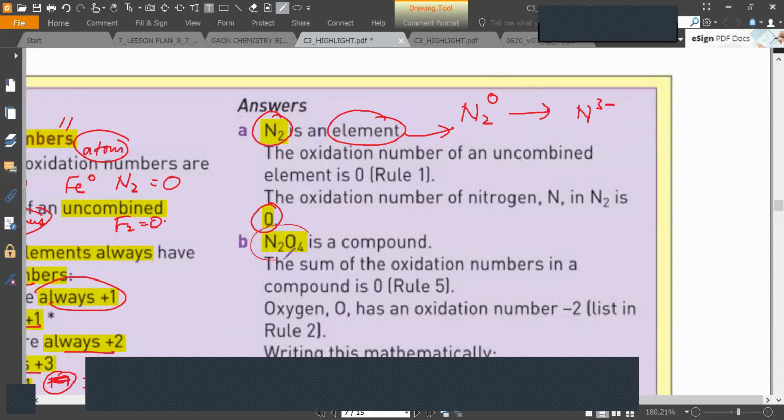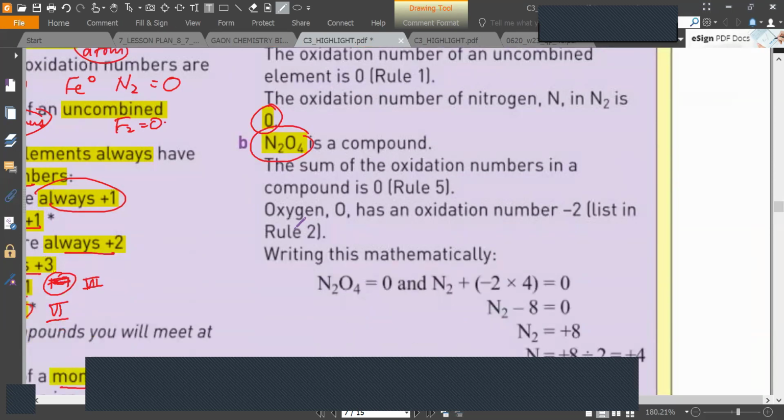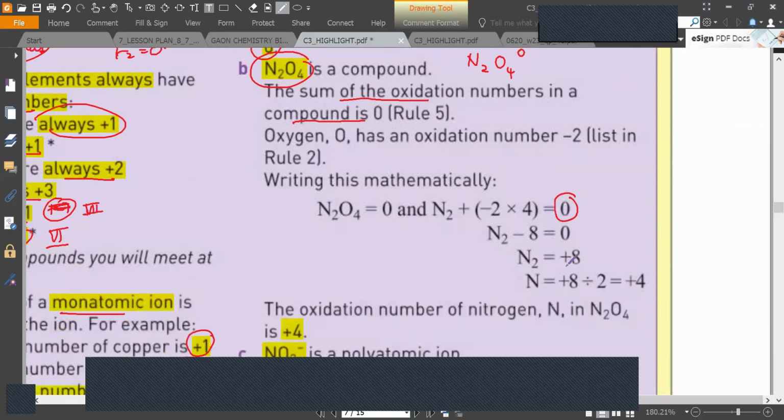Okay, N2O4, this is a compound. And the total oxidation number of a compound is always 0. And then oxygen is always negative 2.